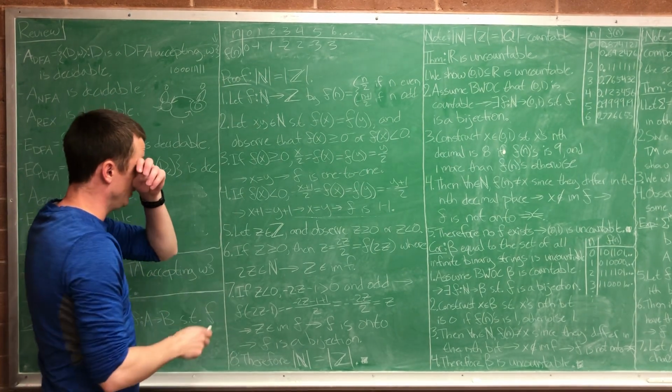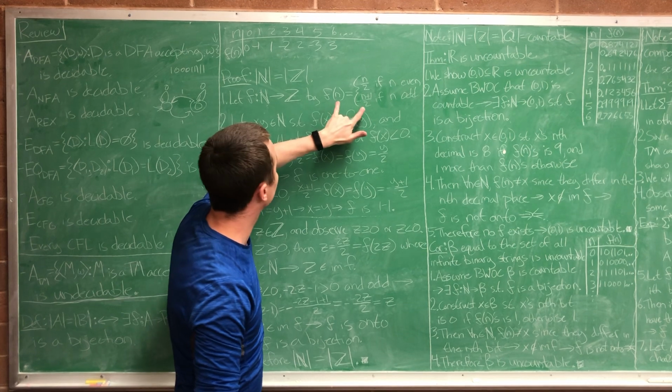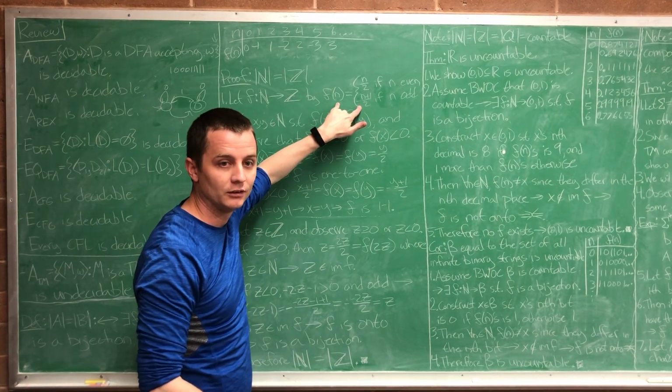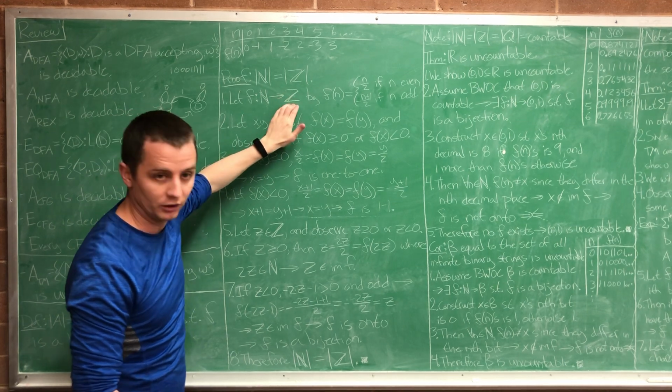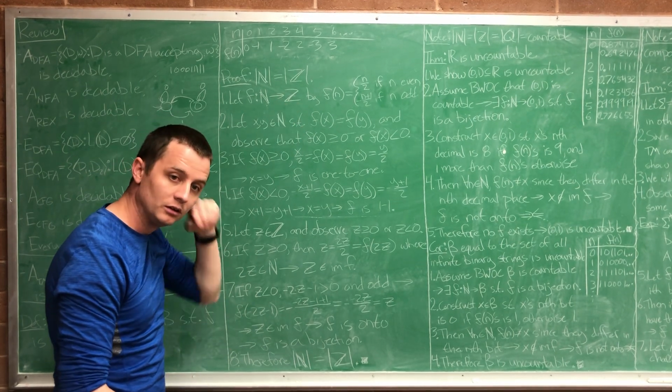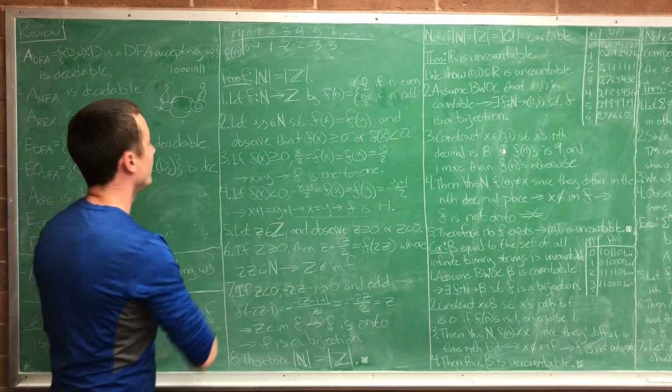Now, we still need to prove that, but hopefully you have good intuition right now that this is a bijection. This is going to map every single natural number to only one integer, and every integer is going to get mapped to. So, now let's prove that.